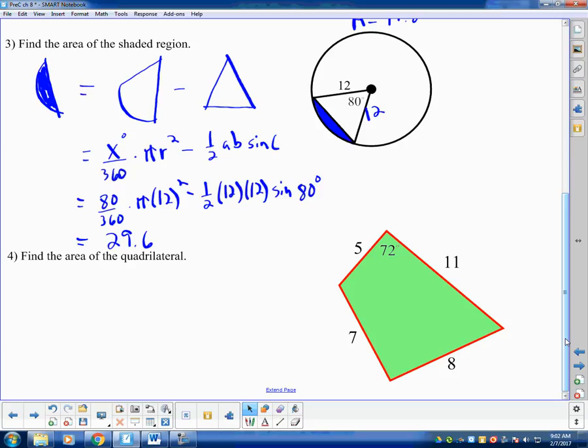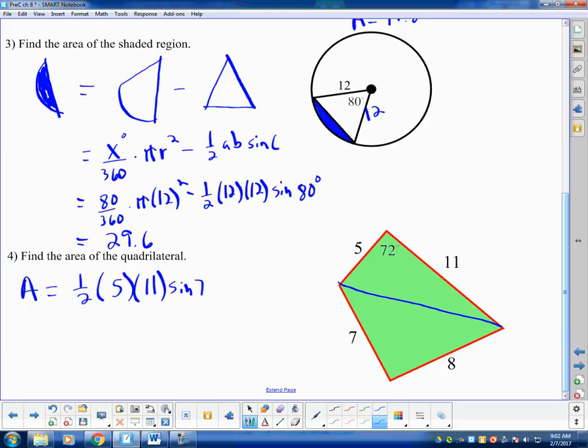Okay, there's actually 3 different steps in this one. It uses a bunch of stuff from this unit. But there's the key. Break it into 2 triangles. All right? So the first triangle can be calculated using our 1/2 AB, which is 5 and 11, sine of 72. We'll call that area 1. So that area we can find using our new formula. So what do you get when you take that formula for the top part of the triangle here? 26.2.